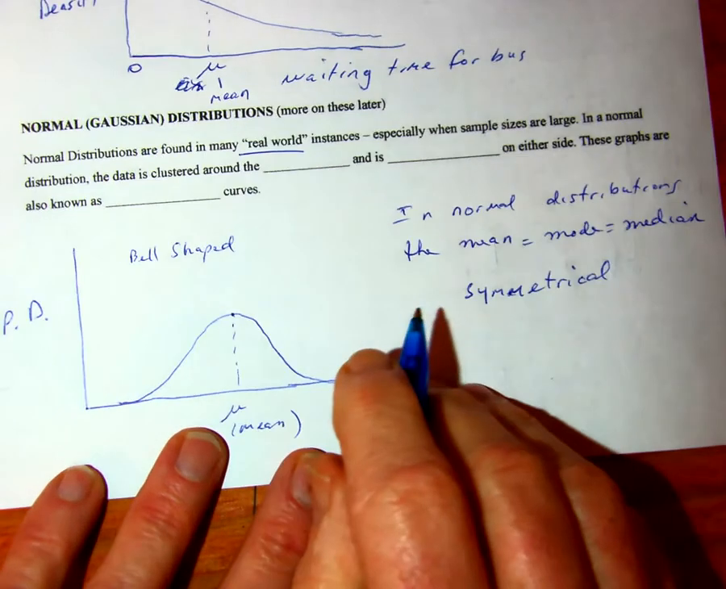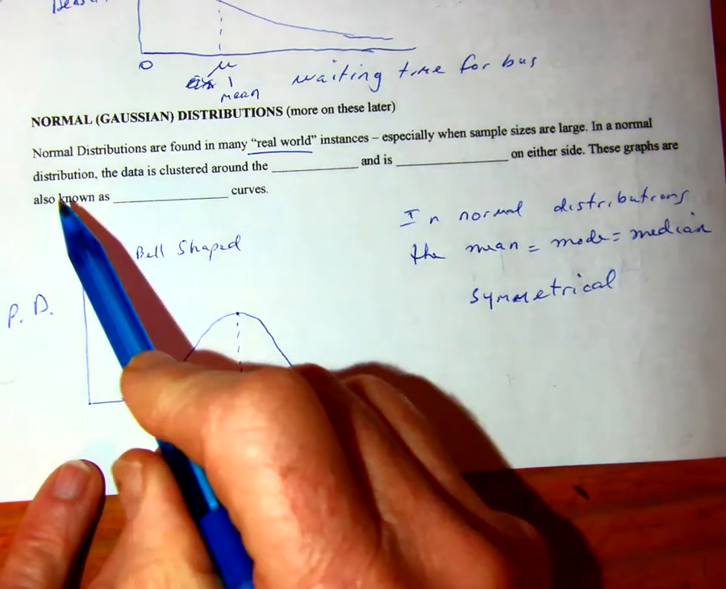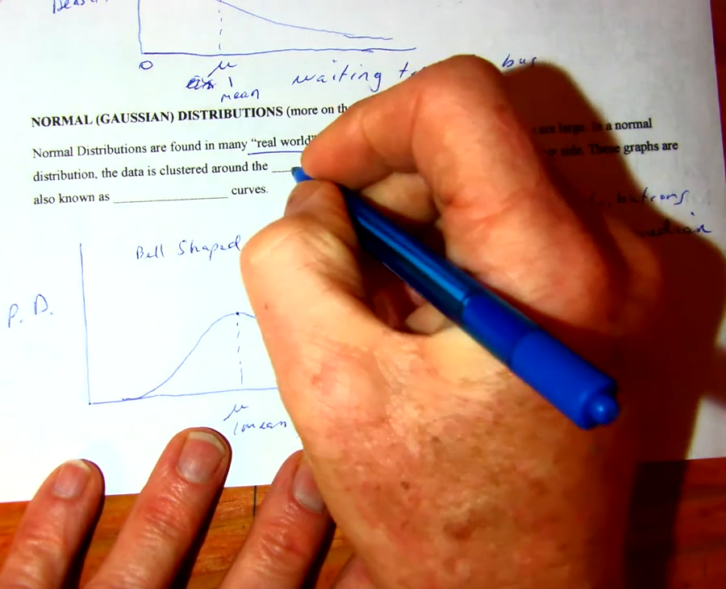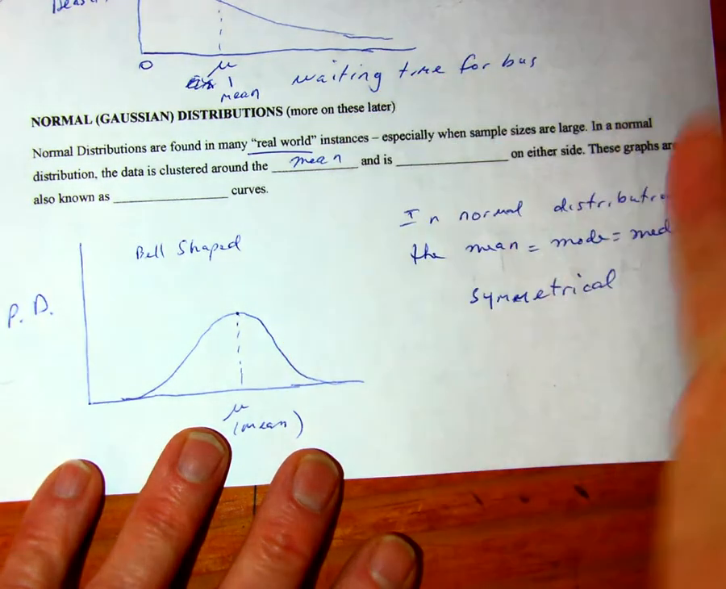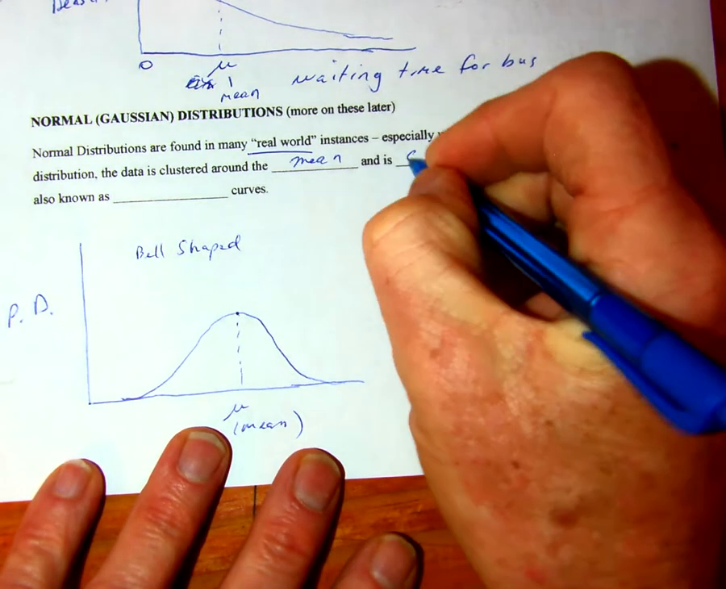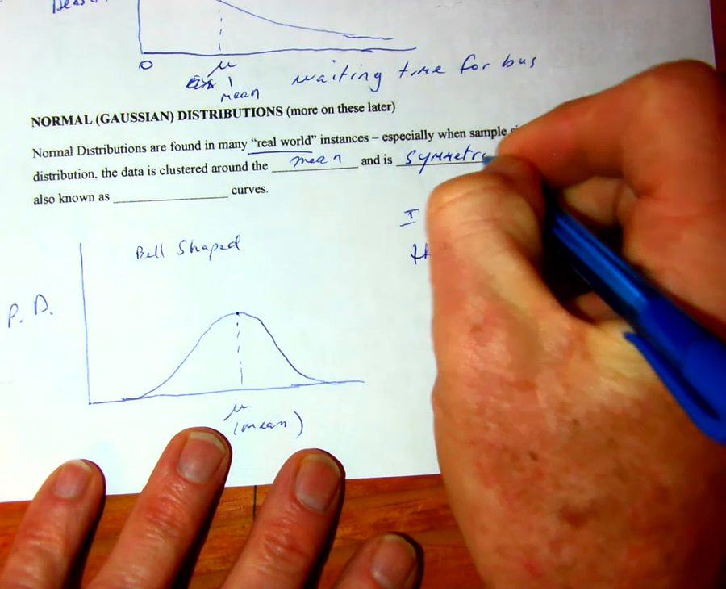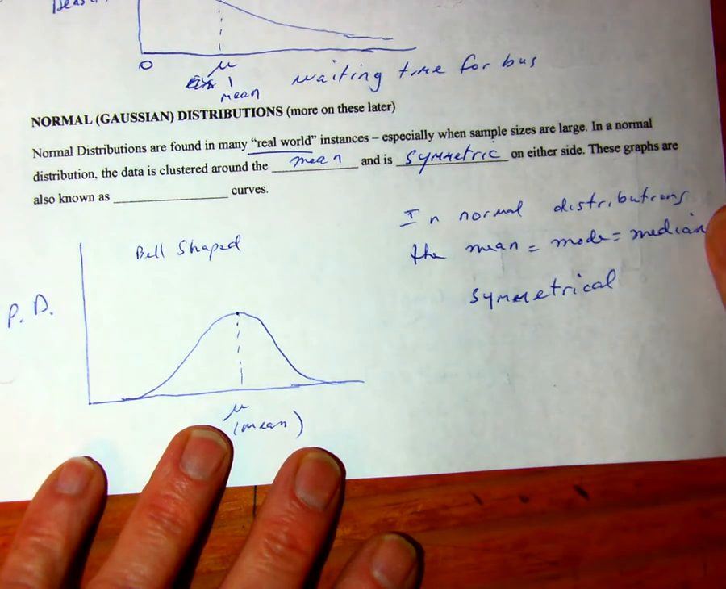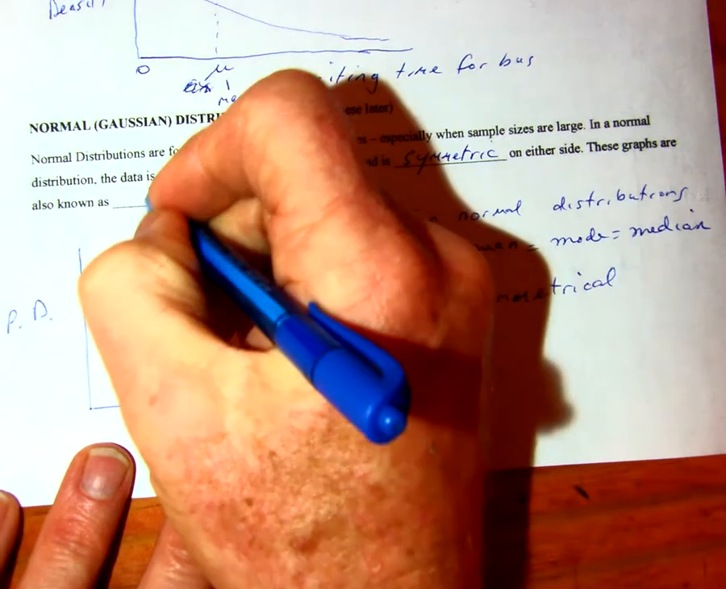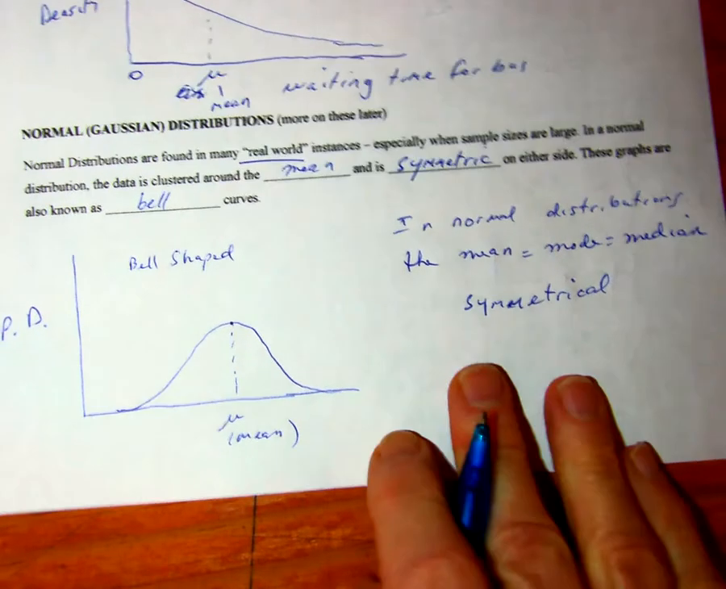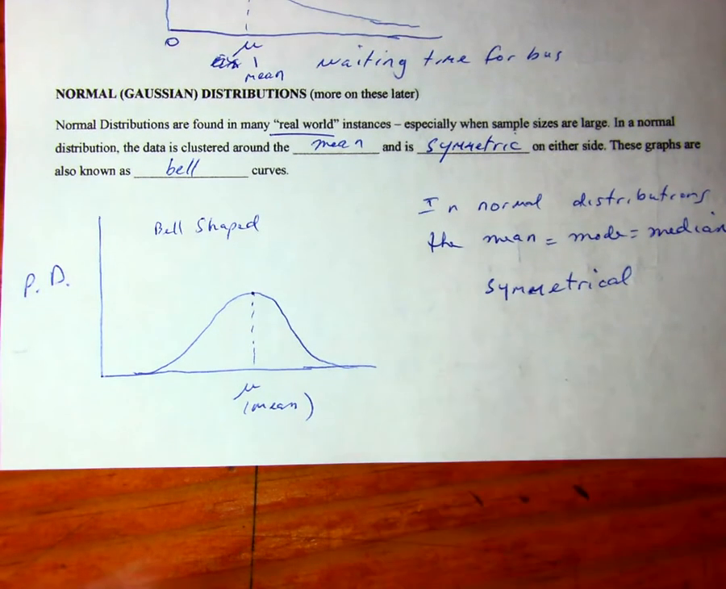Oh, okay. Let's fill in the blanks now. The data is clustered around the mean and the mode and the median, and is symmetric on either side. These graphs are also known as bell curves. All right. So if you measure a lot of things, IQ of a population, height of a population, weight of a population, you typically get a bell curve, right?